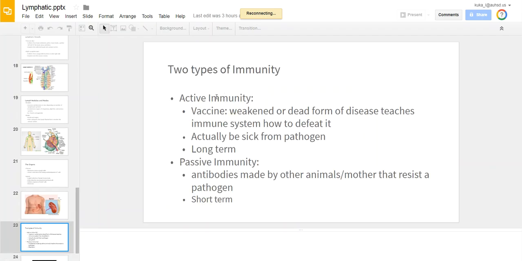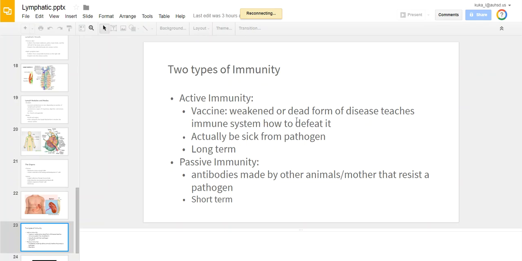Okay. Immunity. I said I was going to talk about immunity. So there's two main types. There's active immunity and passive immunity. Active immunity you can get two different ways. The first one is a vaccine. So I used chickenpox earlier. This is actually being sick from the pathogen, so that's why I have active immunity against the chickenpox virus. Many of you got the vaccine.